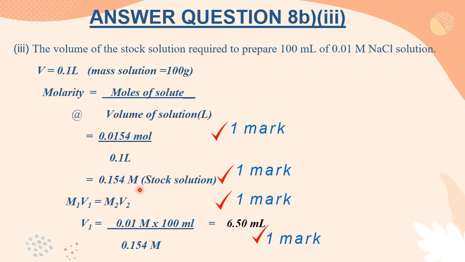So you get concentrations of stock solution 0.154 molar. Okay, after that, to calculate volume of the stock solution required to prepare 100 ml of 0.01 molar sodium chloride, we will use M1 V1 equal to M2 V2. This is dilution process. Okay, from 0.154 molar, kita nak cairkan dia menjadi 0.01 molar. Okay, so substitute value and you can get V1 equal to 6.5 ml.